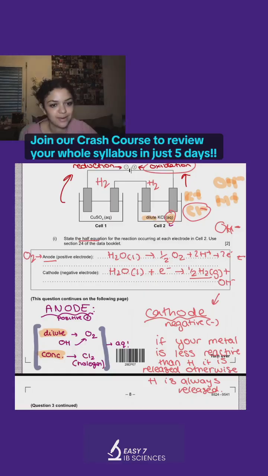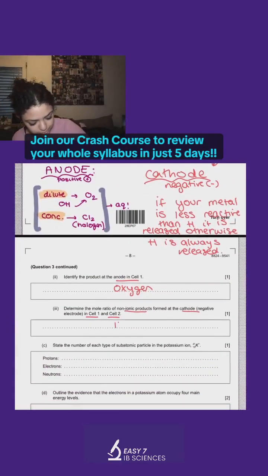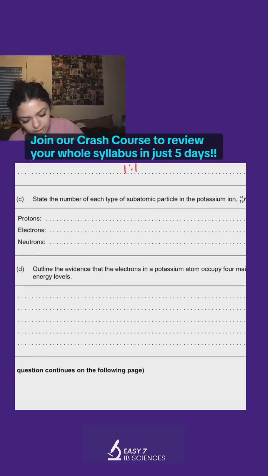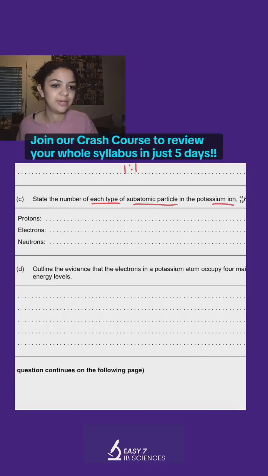All right. I'm going to scroll down, but it is a 1-to-1 ratio. Perfect. Next, it says to state the number of each type of subatomic particle in potassium ion. This is a pretty easy question. Why didn't you flip the equation for the anode? I did flip it. Should have flipped it.